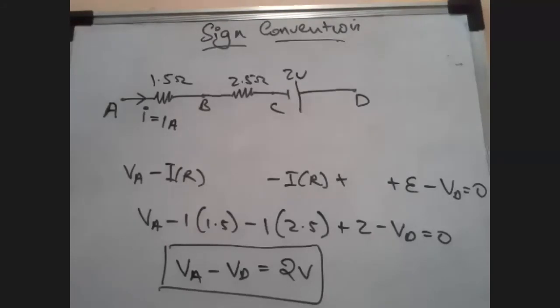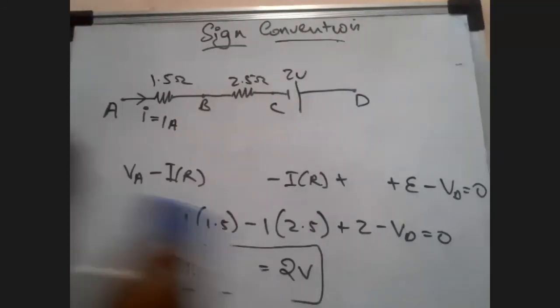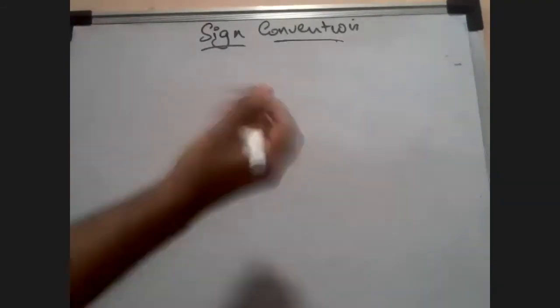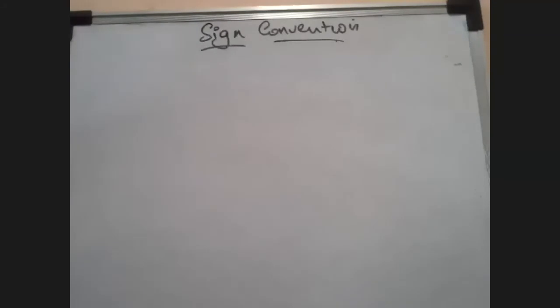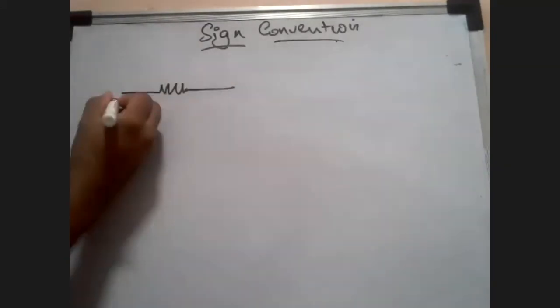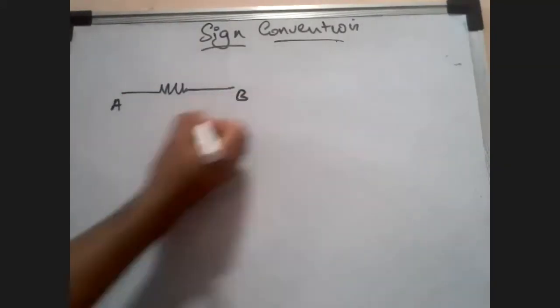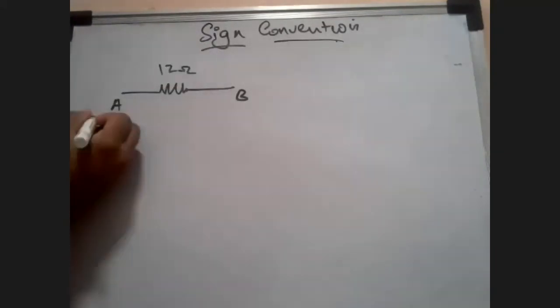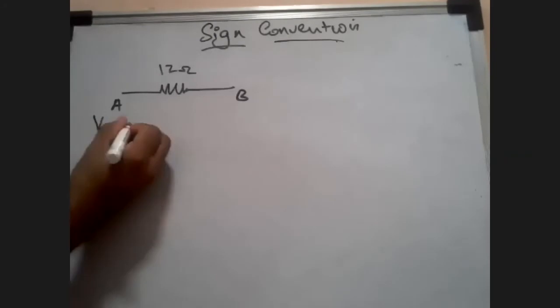Is it clear, everyone? Yes, sir. Let's go to another one. Let's say this time I don't want you to find out the potential. I want you to find out the current. This is A. This is B. This is 12 ohms. And say the potential at A, VA, is 15 volts.